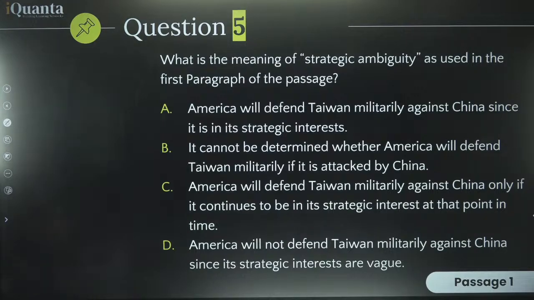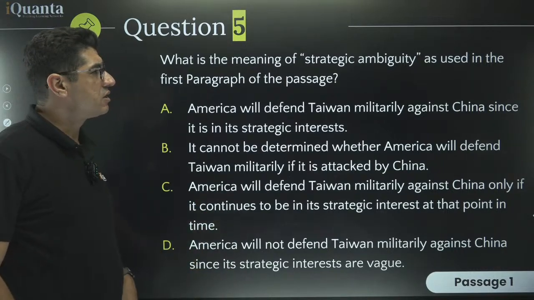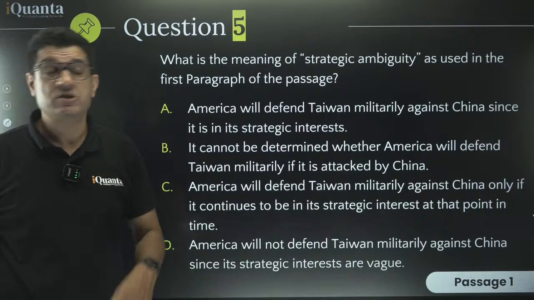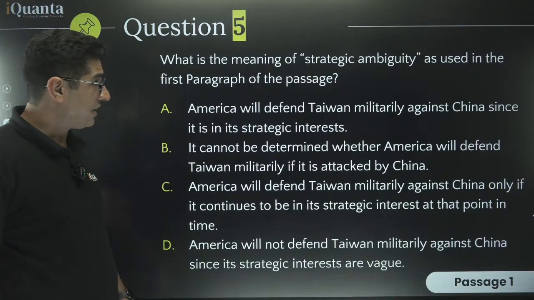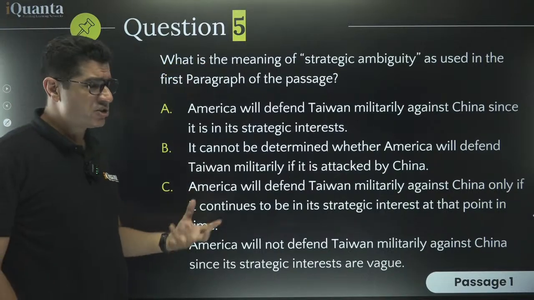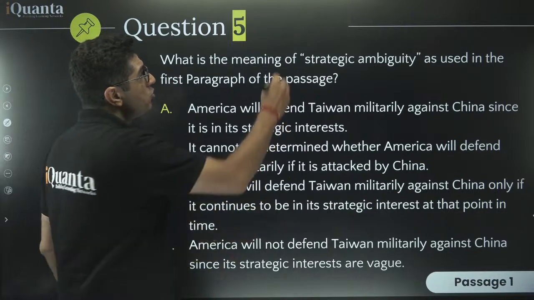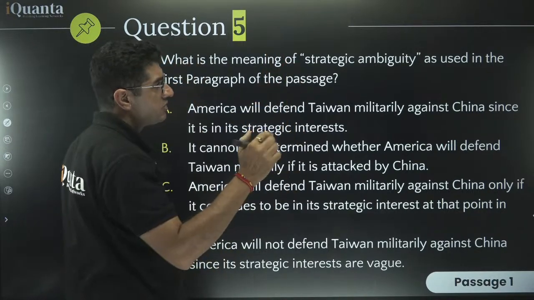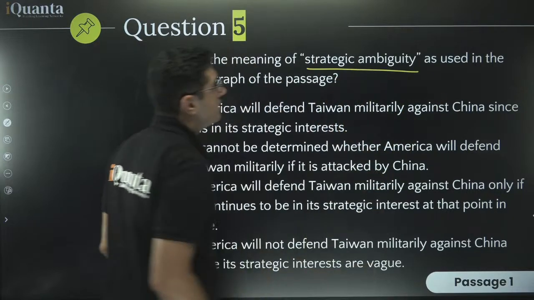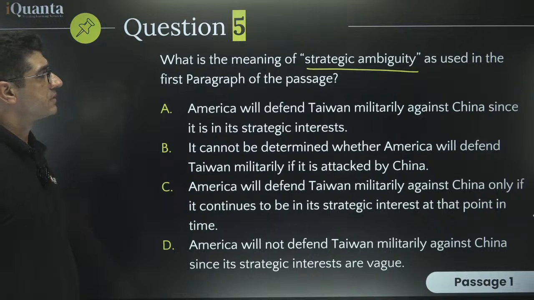Okay, so I typically expect you to devote around 90 seconds per RC question. If you are able to spend less than that, which quite a few of you are, that's fantastic. So this is basically contextual interpretation of a particular expression. So if you go to the last sentence of the first paragraph, you will find strategic ambiguity mentioned there. So what is the meaning of strategic ambiguity as used in the first paragraph of the passage?